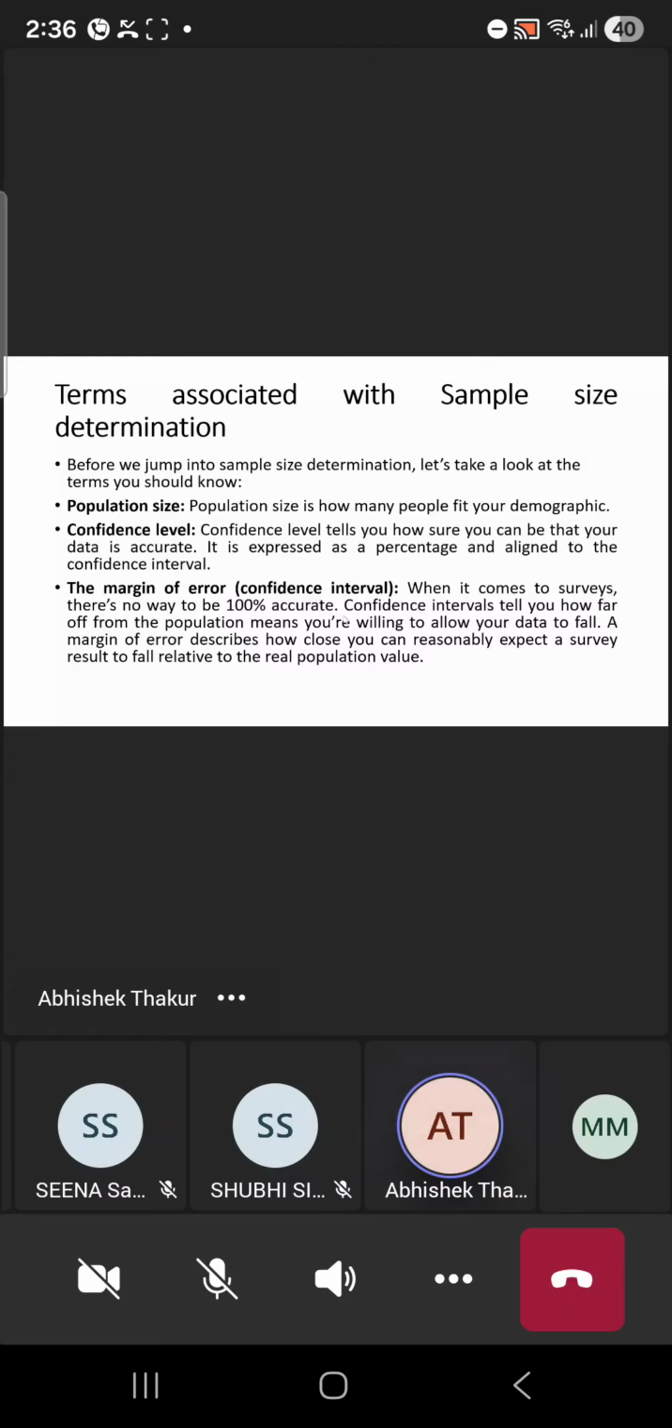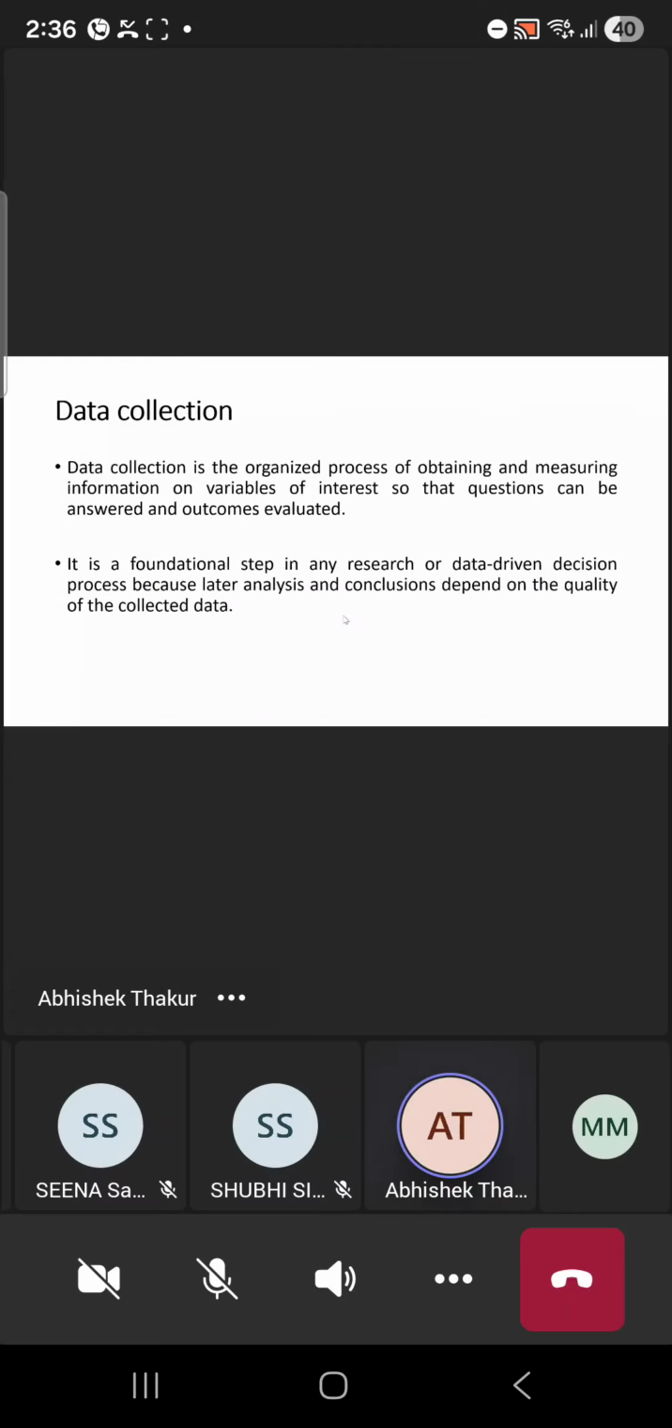Next is data collection. This is the important part. Data collection is the organized process of obtaining data and measuring information on variables of interest so that questions can be answered and outcomes evaluated. So data collection is the organized gathering of information on what you want to study, so you can answer a research question. So this is the important part.